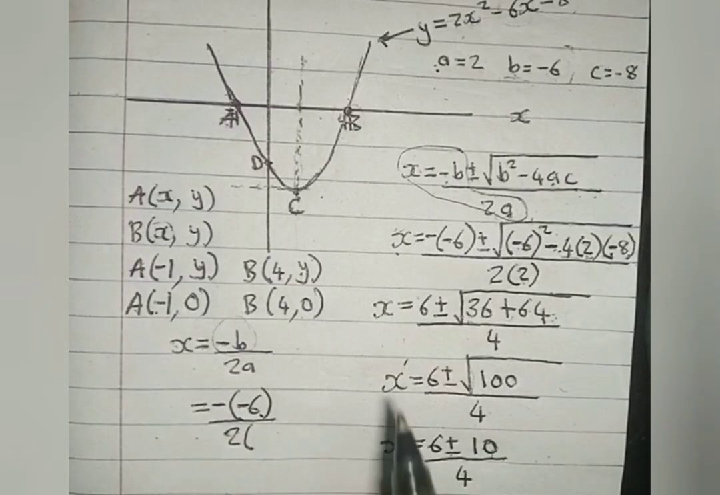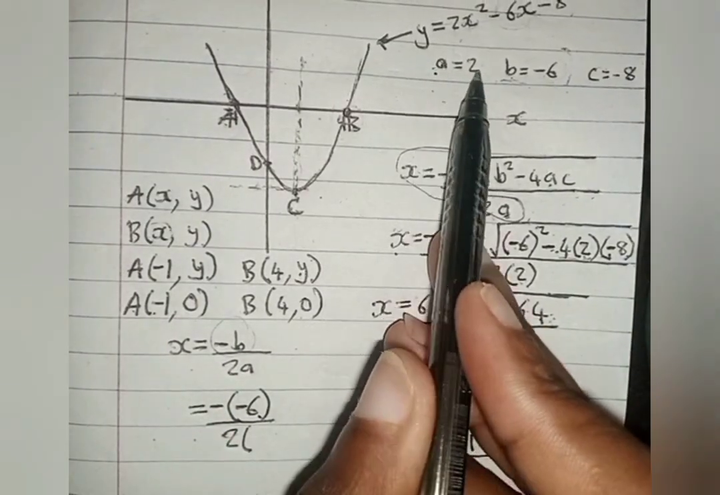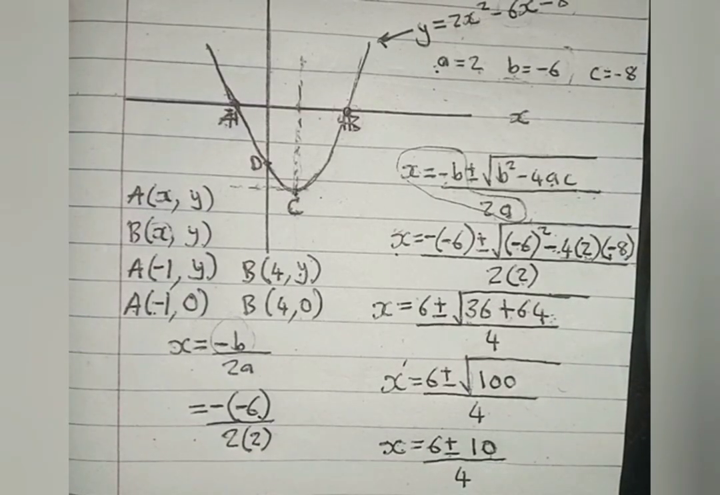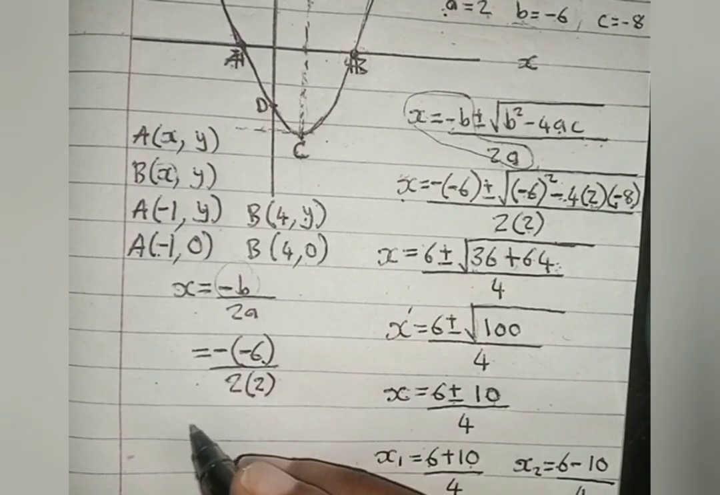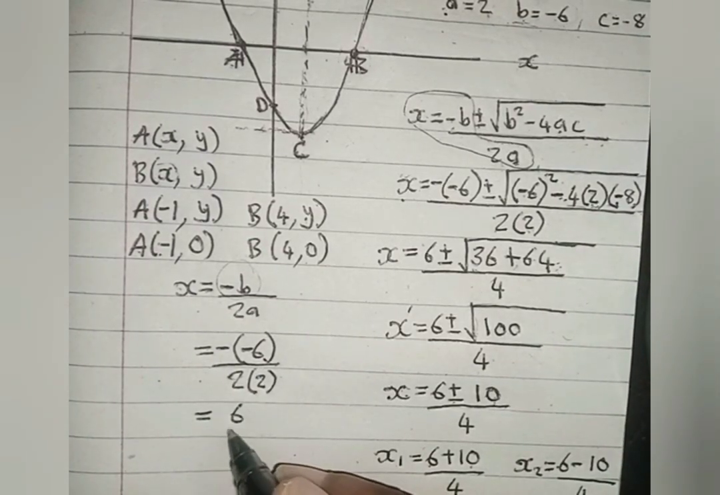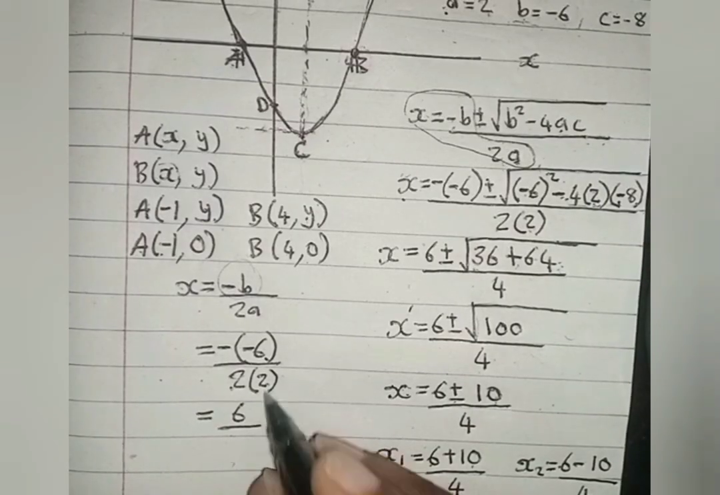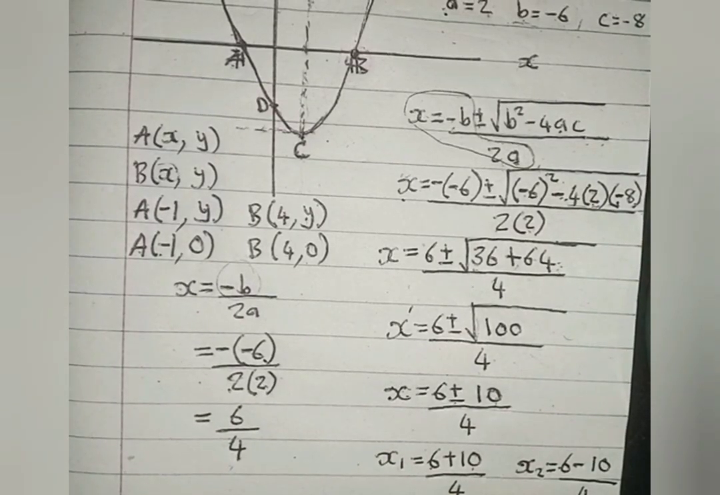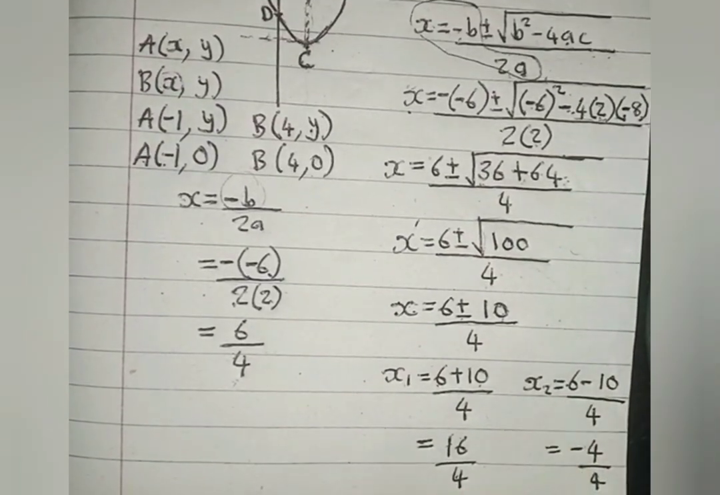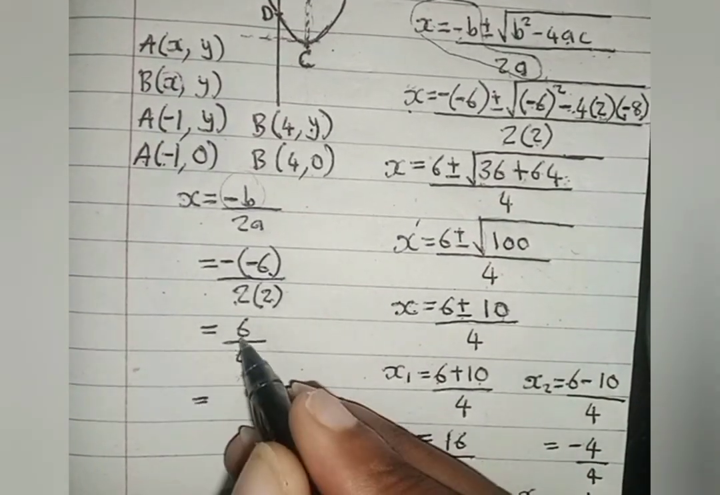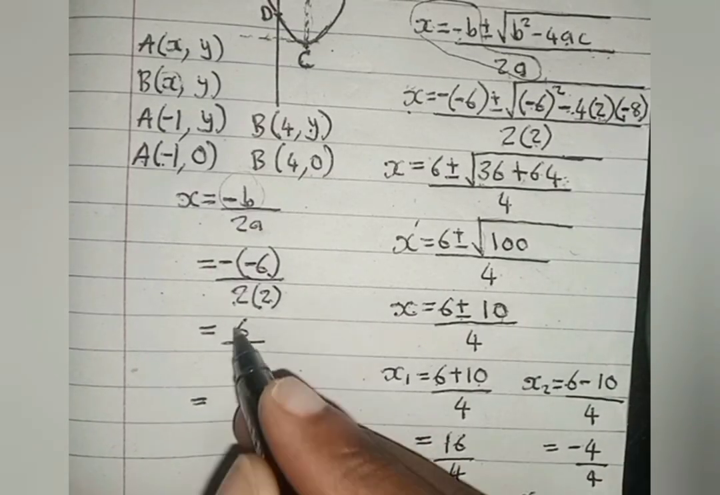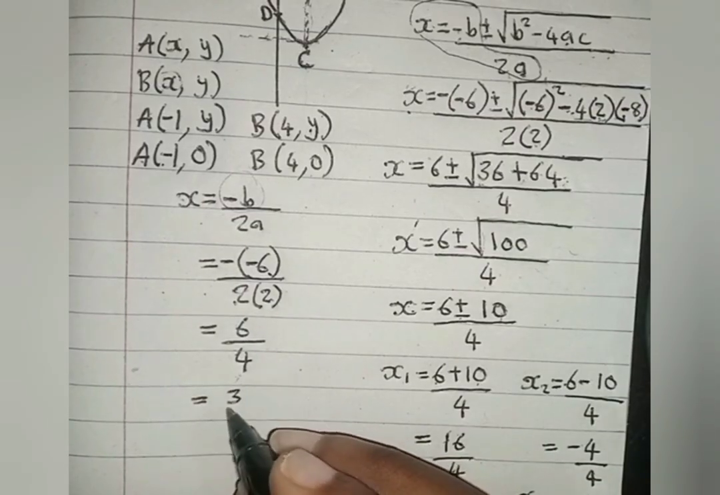Then our a, so we can see from these coefficients that our a was 2. So where there's a here, we open parentheses and substitute the 2. Let us simplify. So we have negative times negative, we get +6 over 2 times 2, we get 4, like that. So our answer is 6 over 4, which can also be reduced further. So a number which can go into 6 and 4 without leaving a remainder is 2. So 2 into 6, we have 3.